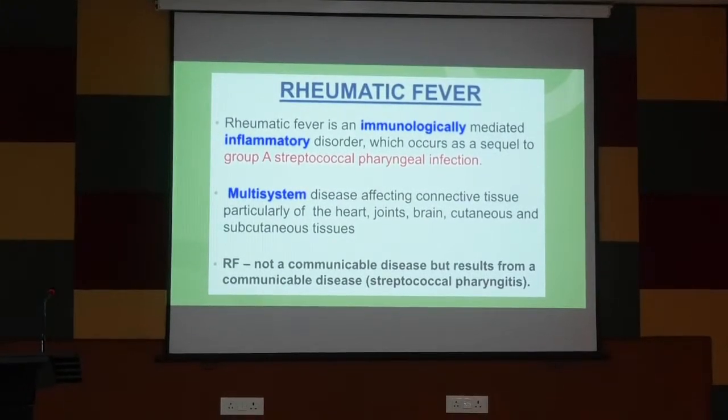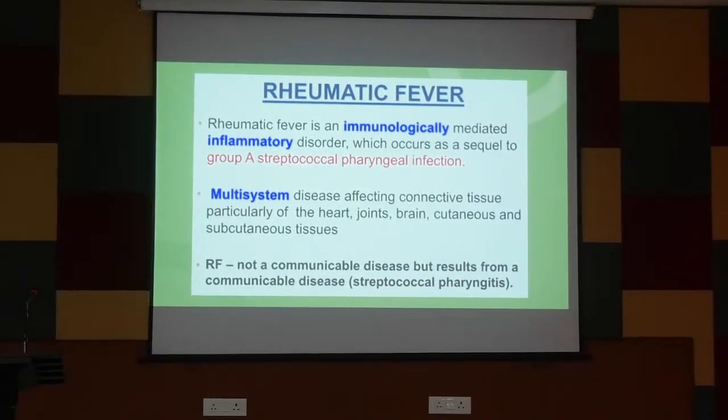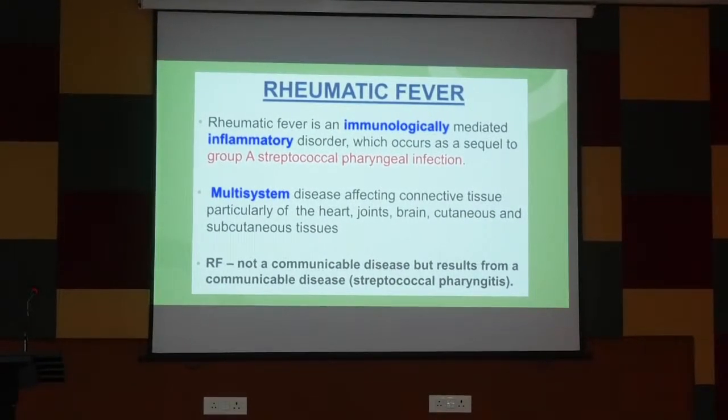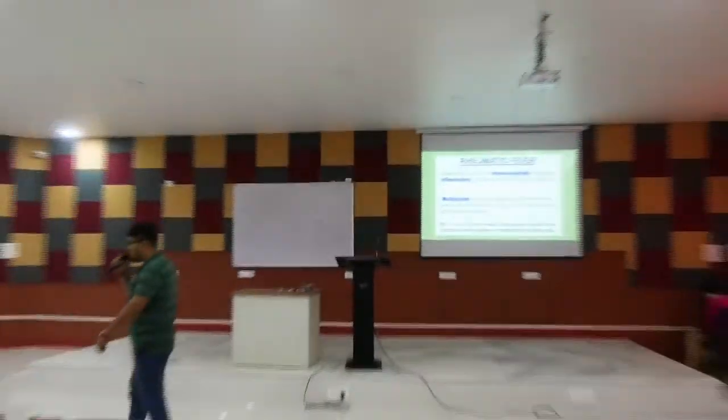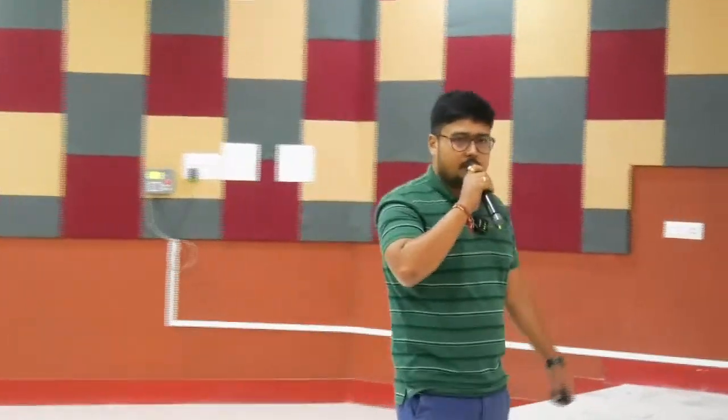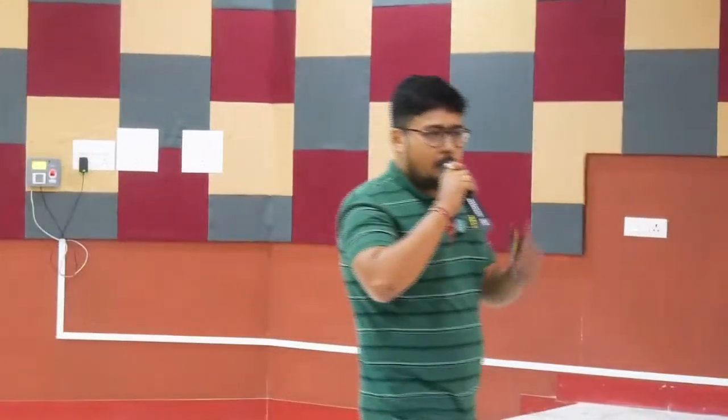pyogenes. Okay, so this is a multi-system disease involving the heart, the skin and subcutaneous tissue, and joints. Rheumatic fever is not a communicable disease, but it results from a communicable disease, the sequel of a communicable sore throat. So sore throat or acute tender pharyngitis is the main insult that occurs very long before the appearance of rheumatic heart disease, and rheumatic fever is the midway between acute streptococcal pharyngitis and the very later period rheumatic heart disease.